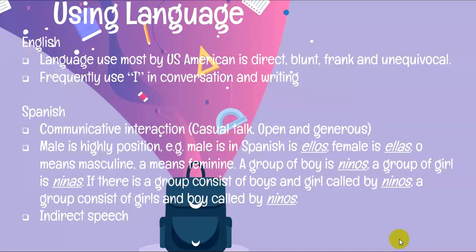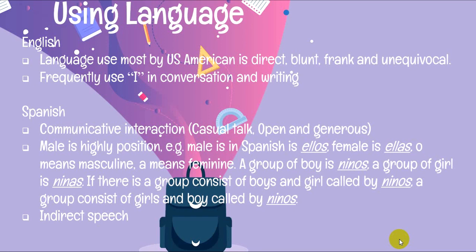And the next one is using language. Everybody knows that every country in the world has its own language or its own style of language, its own way of speaking. Here, I will tell you about some countries that have a unique language style. First is English.